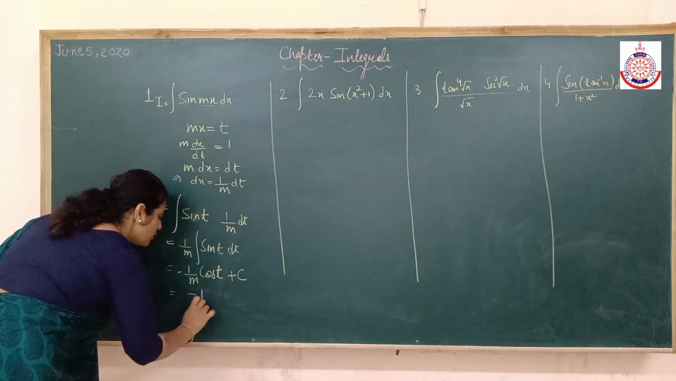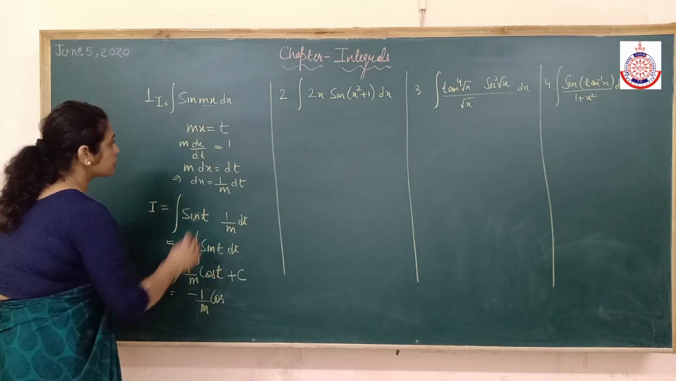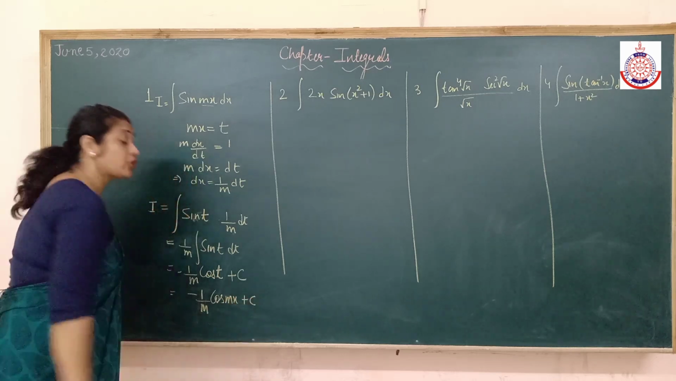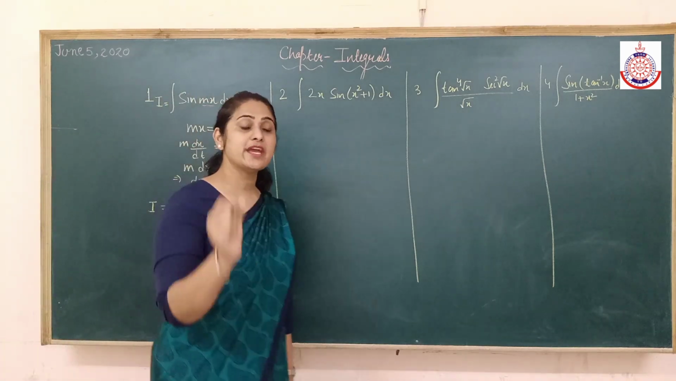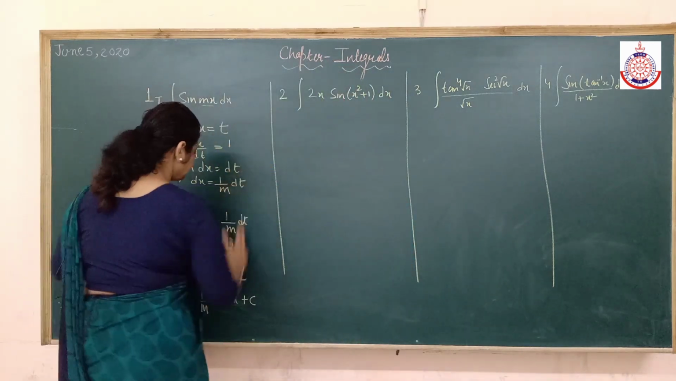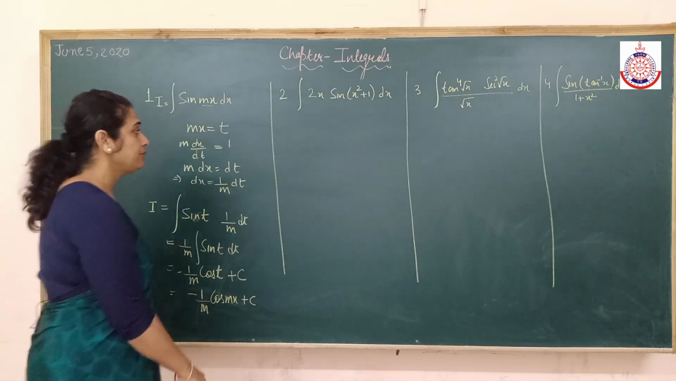Alright. So minus 1 by m, substitute the original variable. So what is the original variable? The value of t, because whatever the variable we started the question with, we have to end with the same variable. Understood? Is it clear, everyone? Alright, let's take more examples so that the concept of substitution becomes more clear.